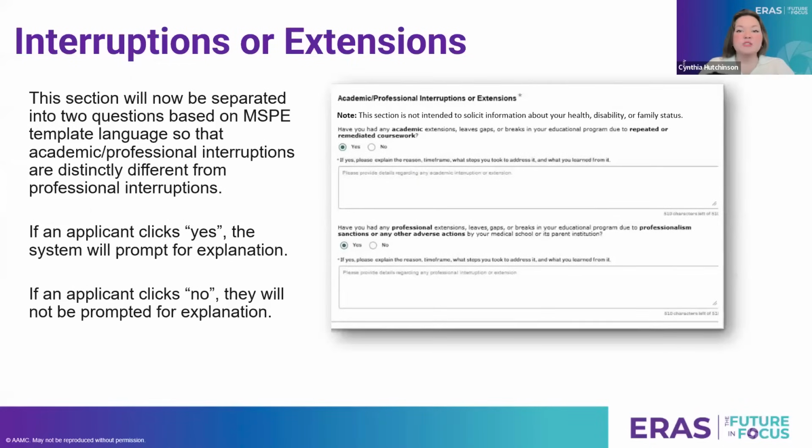First is a change to the interruptions or extensions section of the MyAris application. In previous cycles, this section was one question. This year, in the 2026 ARIS application, this section separates academic and professional interruptions and extensions, and professional extensions, leaves, and gaps into two separate questions based on MSPE template language. If an applicant clicks yes, the system will prompt for an explanation. If an applicant clicks no, they will not be prompted for additional information. If you're not sure how to fill out these questions, please contact your student affairs or medical student office for guidance.